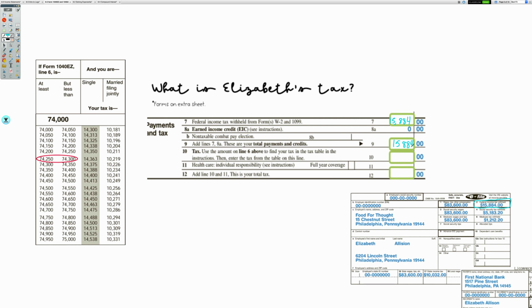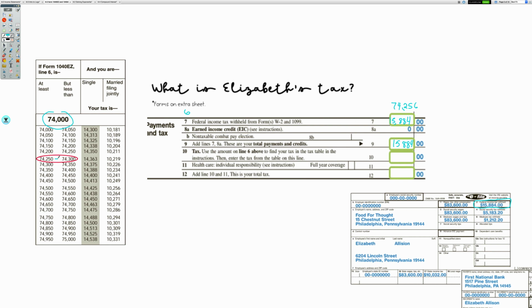Alrighty, line 10 is our tax. So use the amount from line 6 above. Line 6 was her taxable income, which was 74,256. So use the amount from line 6 to find your tax in the tax table in the instructions. So here's the tax table. She's making 74,000, so I go to the 74,000 row, and then I break it down even more to see what window she falls into. Since it's 74,256, it would be in this window.